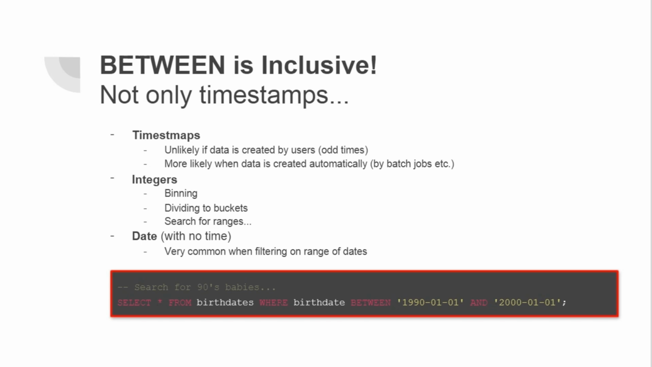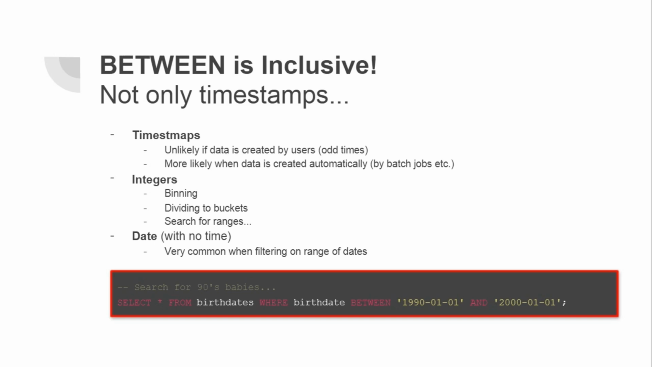So you can see at the bottom, for example, if we have a table of birth rates and we are looking for 90s babies, we are also including everyone that was born on the 1st of January 2000. This is a much more common mistake when working with dates and no time, okay? So you should be aware of that, and you should be very careful when working with between.